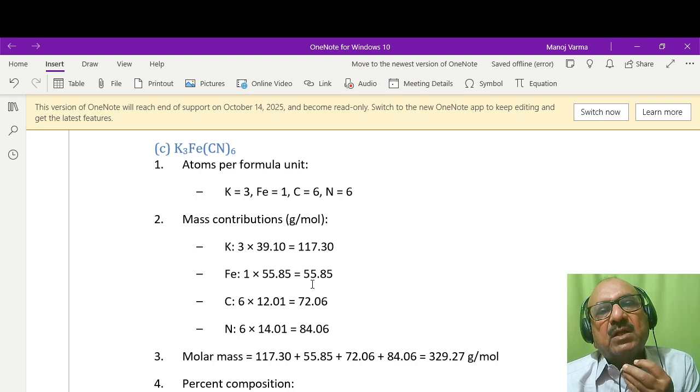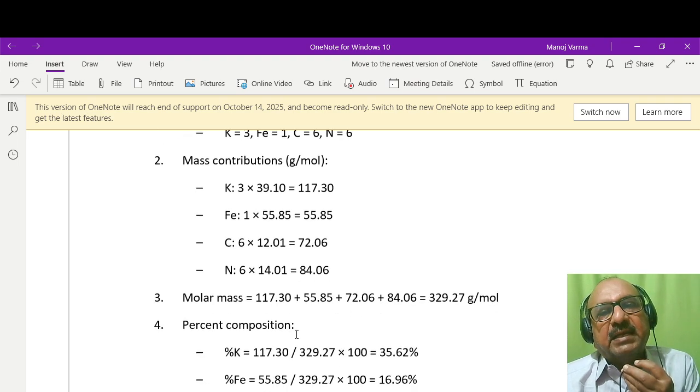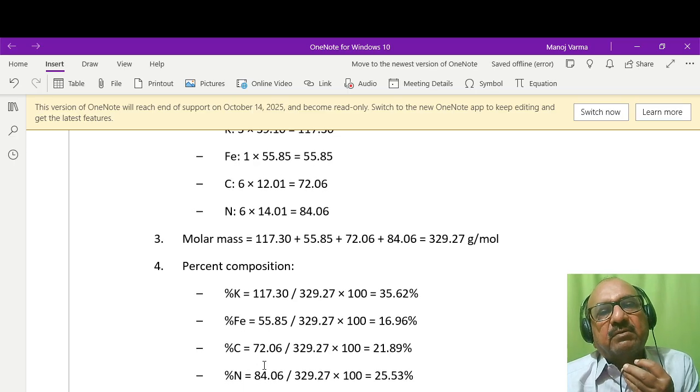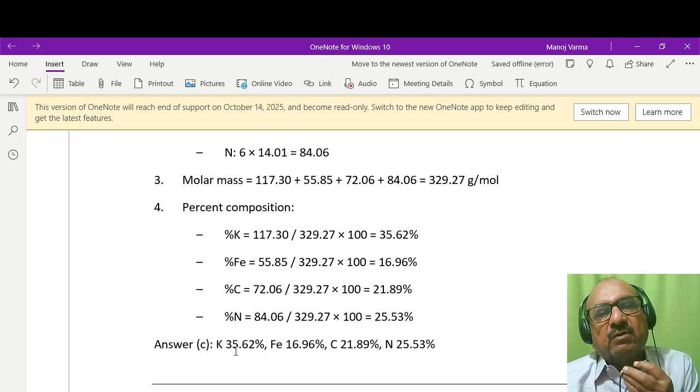mass is the sum of all these values, and then the percentage composition for the individual elements will be that you will take this value over 329.27 times 100 for potassium. Similarly for iron it will be this. For carbon it will be 72.06. For nitrogen it will be this over the same value, 329.27 multiplied by 100 in each case gives the percentage of that particular element in the compound.